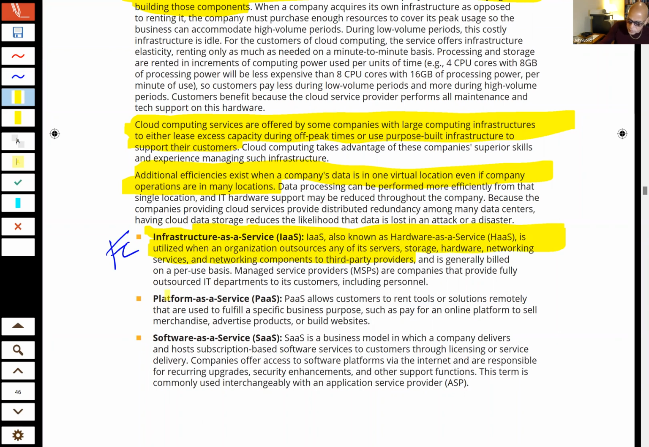Platform as a service allows customers to rent tools for solutions remotely that fulfill a specific business purpose, such as an online platform to sell merchandise. Okay, go ahead and flashcard that. And then I think we're all aware, if you use an Apple product or something, you are buying what? Software as a service. Okay, software as a service is a business model in which a company delivers hosted, subscription-based software to customers through licensing or service delivery. Okay, you can go ahead and flashcard that.